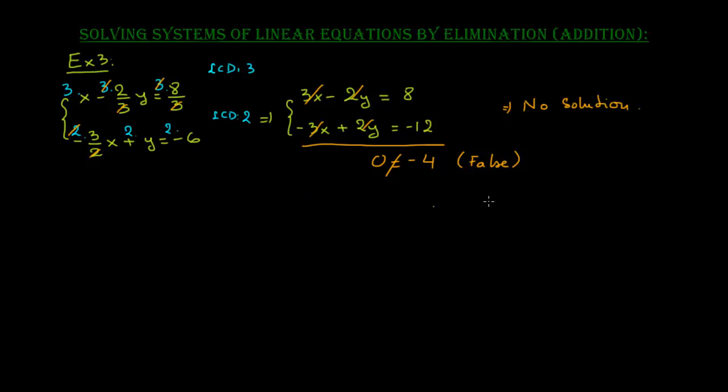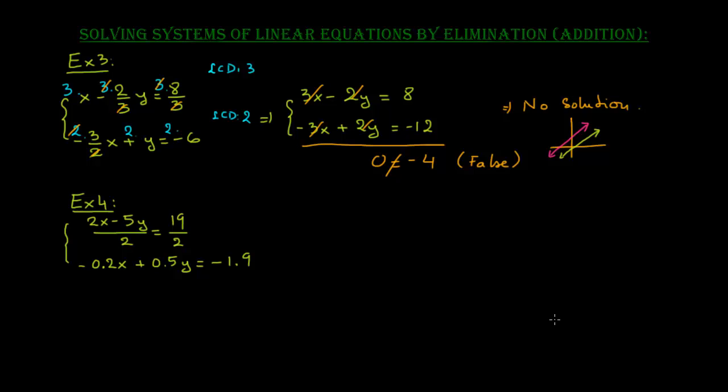Okay, so in graphing, basically no solution happens when you have two lines that are parallel to each other. Let's see. They are parallel, which means they never cross over. There's no solution.